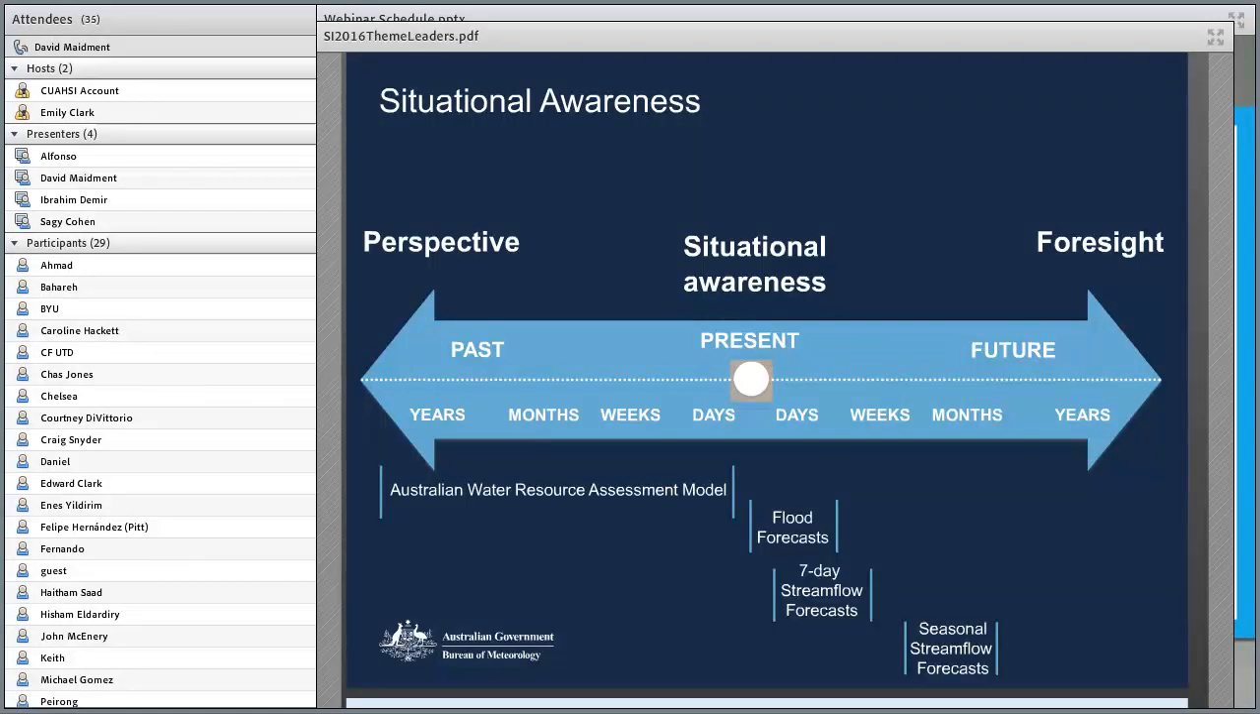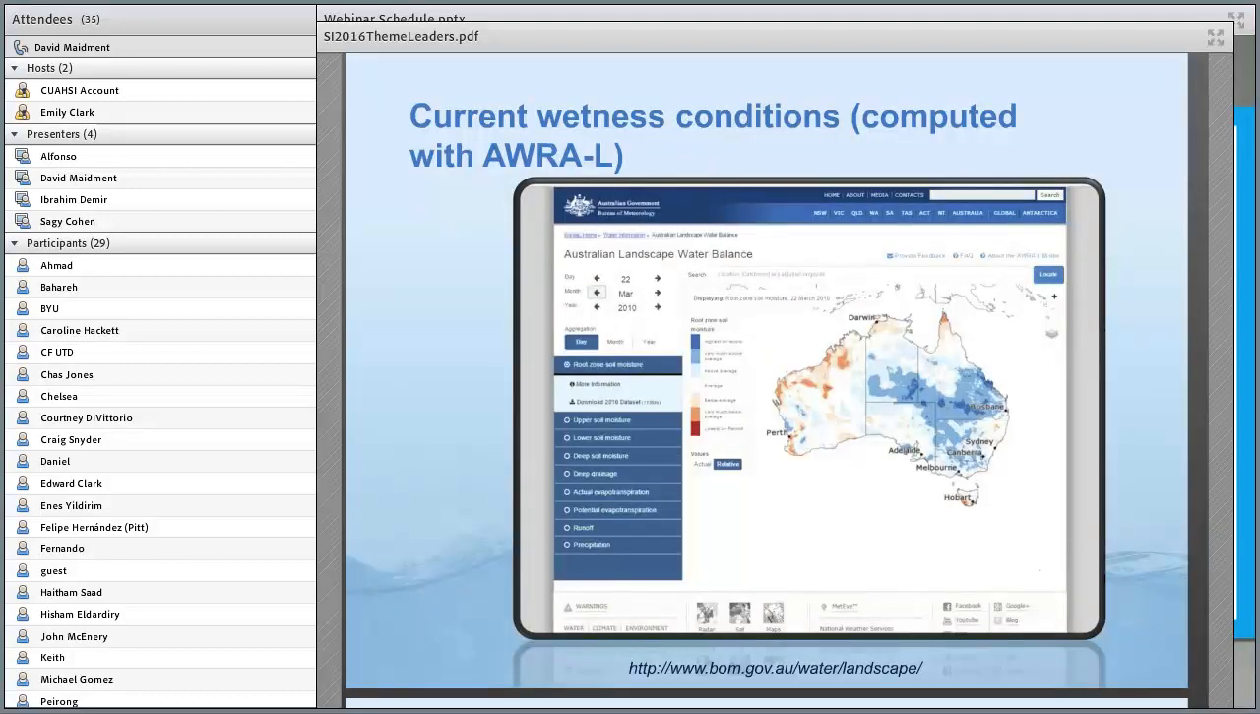The idea, and what they're working on in Australia, is that they have situational awareness by looking at the perspective of the past and then looking out into the future, using the past years, months, weeks, days as a guide to flood forecasting, stream flow forecasting, seasonal flow forecasting, and so on, and to improve their situational awareness of just what is our condition right at this moment and what can we anticipate as we move forward. They have produced maps which are continually updated every day of the wetness of their country. The blue area here means wetter than normal, the red area means drier than normal, and this map is updated every day as new computations are done.